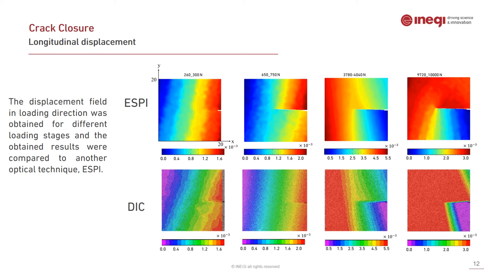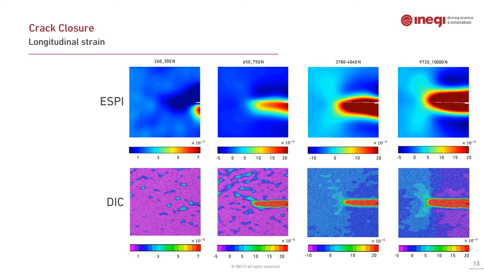At the load of 4K, which is the third image, the crack is really opened, and the displacement also shows this phenomenon. And at the end, with 10 kilonewton of force, we have the widely opened crack, and the displacement also proved this. Regarding the same phenomenon, it is possible to obtain the strain field for the same loading stages as 300, 750, 4K, and also 10 kilonewton.